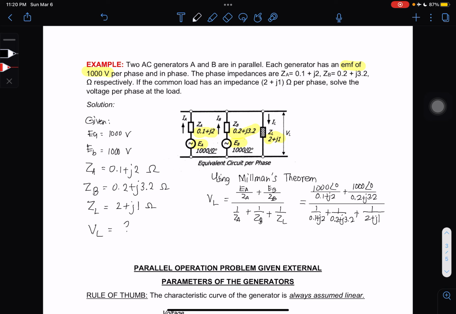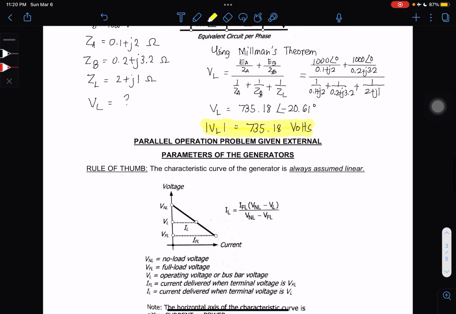So our voltage per phase, so calculator, we have using complex. So we have 735.18 with an angle of negative 20.61 degrees. But ang gipangayo sa problem is the voltage per phase lang, wala apil ang angle. So therefore, our VL will be 735.18 volts. So this is our final answer for our problem number 1. Since nagamit ta ug theorem, so sayon ra. So proceed for another topic.